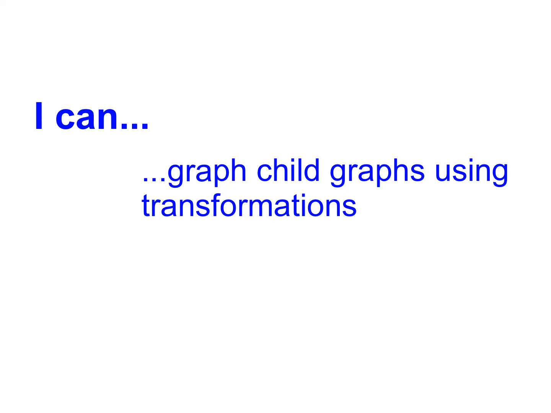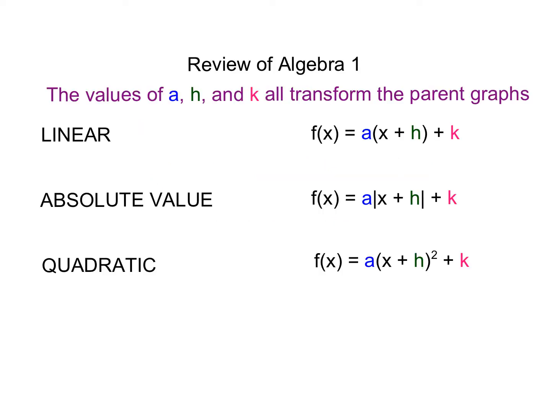In this video, we'll be learning how to graph child graphs using what we know about transformations. So throughout your time in Algebra 1, you've learned about three main types of graphs. We have the linear, absolute value, and quadratic graphs. And what we learned about these is that the values of a, h, and k, regardless of which graph they are transforming, transform the graphs in the same way.